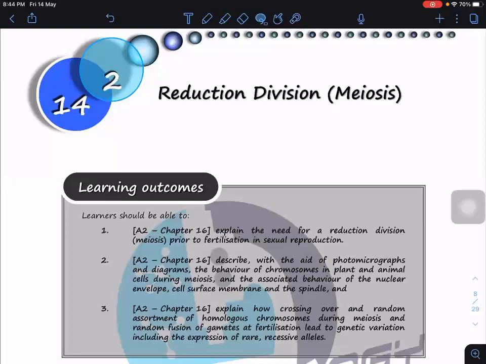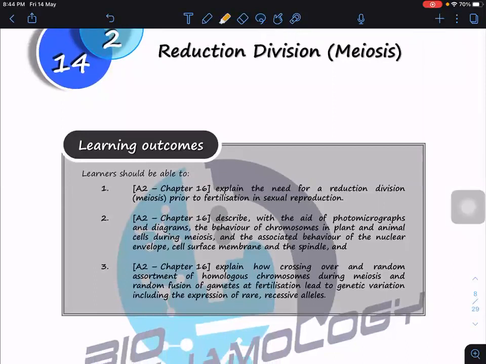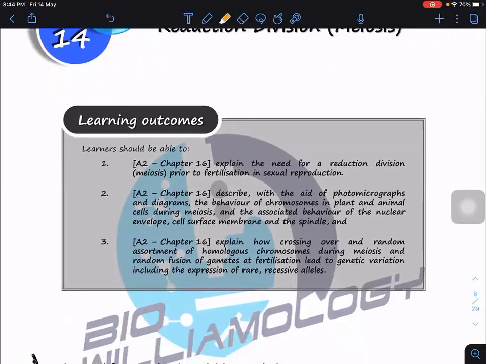Thank you everyone. Let me start again with what we need to know for reduction division. We have these three learning outcomes to be achieved for our class. First, you need to explain why we need reduction division, commonly known as meiosis, before the fertilization in sexual reproduction. Only for sexual reproduction. Asexual has nothing to do with meiosis, but more to do with mitosis.